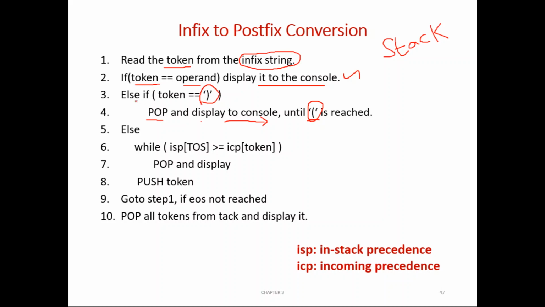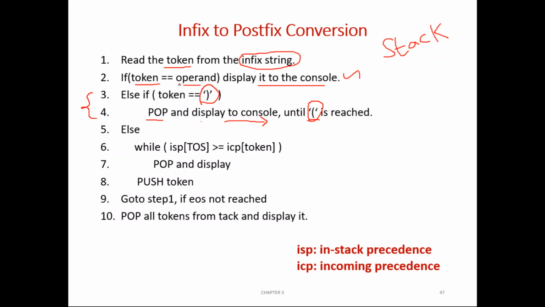Right, I think this second step is clear. That is, if the read token is a close bracket, then pop the elements continuously from the stack and display them in the console until you reach the open bracket. Okay, so if the open bracket is reached, then you just discard that open bracket and also stop popping.